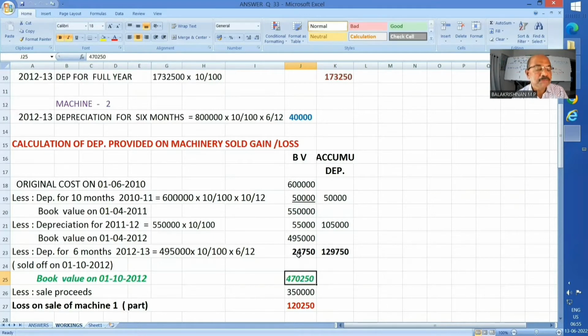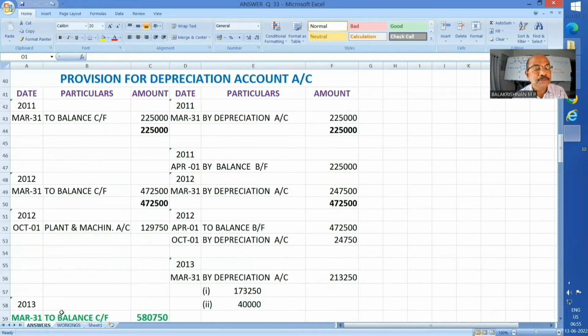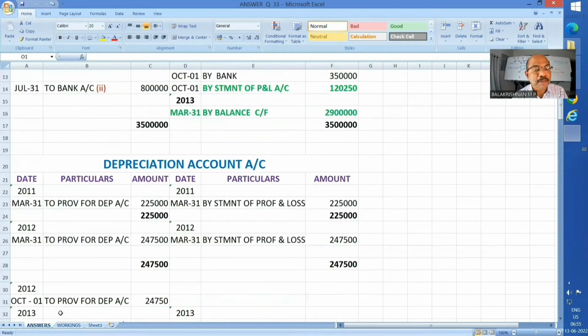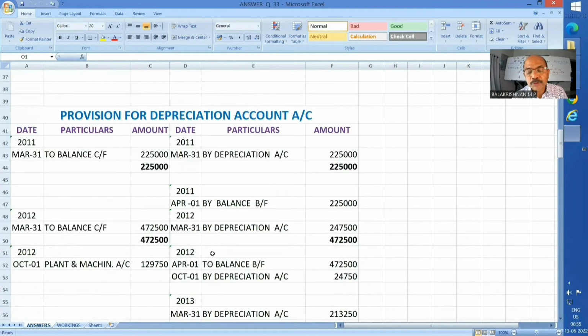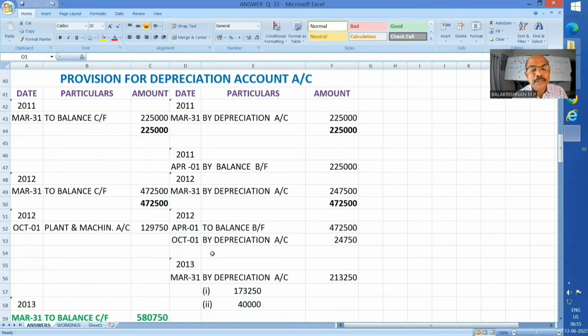Let me account this first now. As usual, the entry will be depreciation account debtor to provision for depreciation 24,750 on the date of sale. Correspondingly, the same date I have to show that amount in my provision for depreciation account. Yes, this one, right? Over.